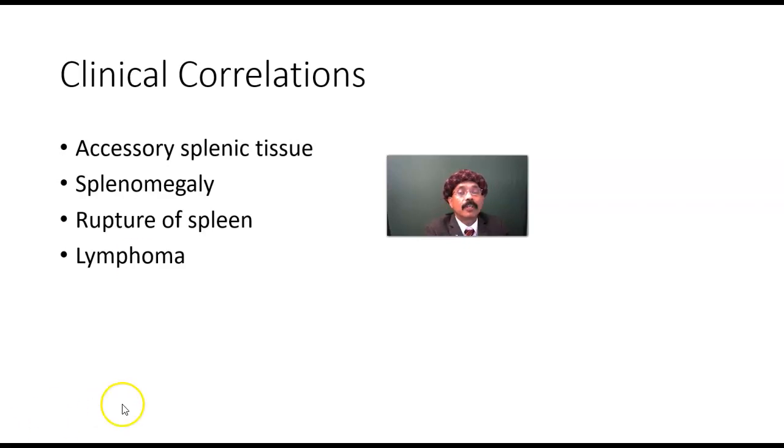Lymphoma, that means a malignant tumor of the lymphatic tissue, including the spleen. We have Hodgkin's lymphoma and non-Hodgkin's lymphoma, and the spleen may be involved in lymphoma.